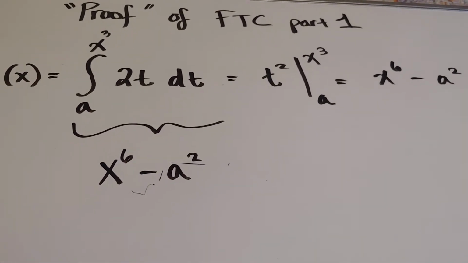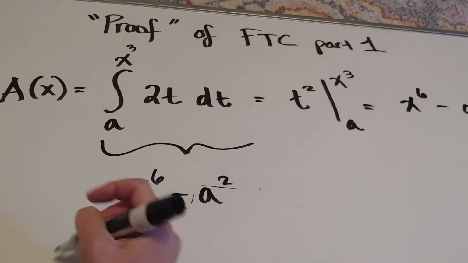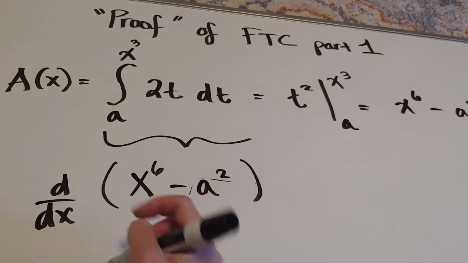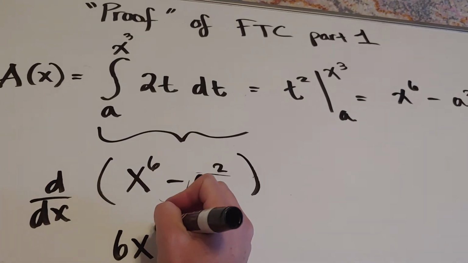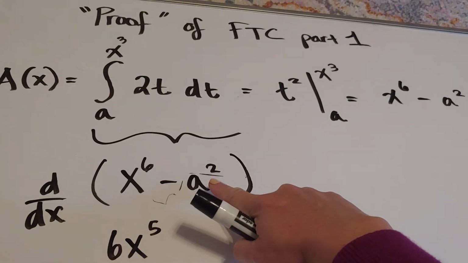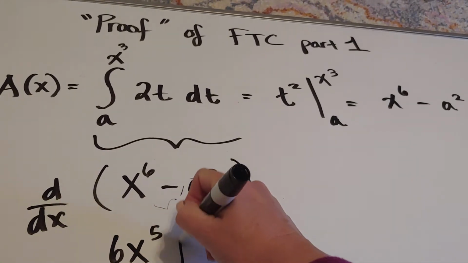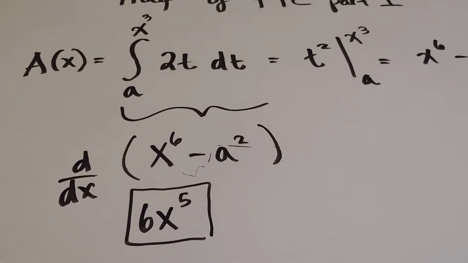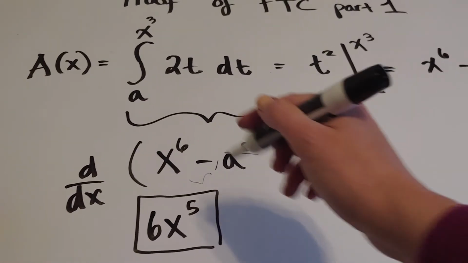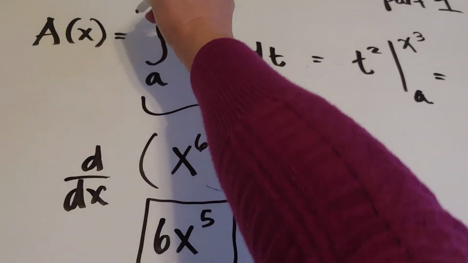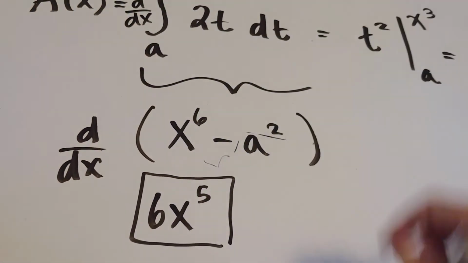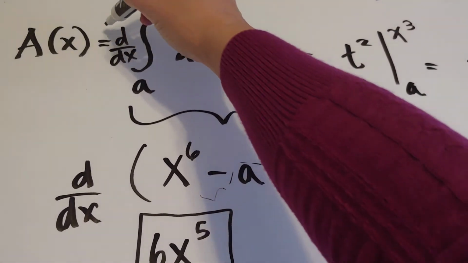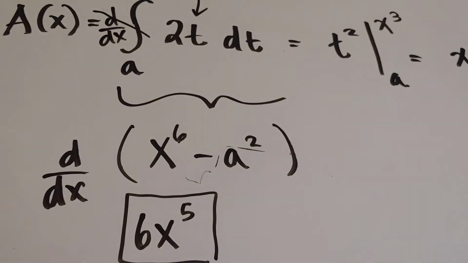All right, cool. Now let's go ahead and take the derivative. So if I were to take the derivative of this now, the derivative of x to the 6th is 6x to the 5th, and the derivative of a squared is still just 0. So I should get 6x to the 5th. Okay, now let's try our shortcut. So if I go back up, put my derivative in, remember I'm supposed to get 6x to the 5th. So these are supposed to cancel out and that x cubed is going to drop down.